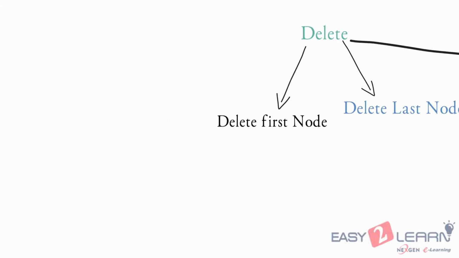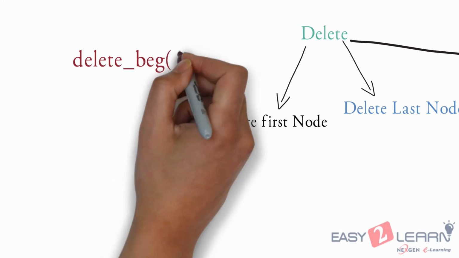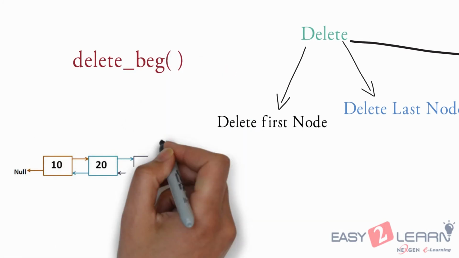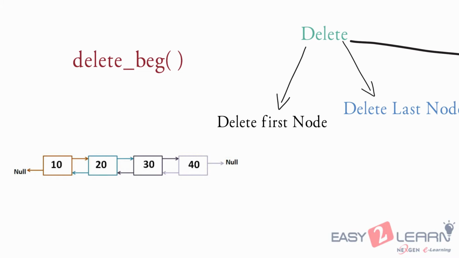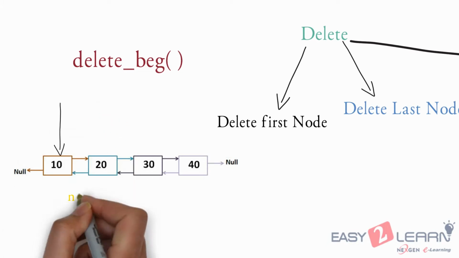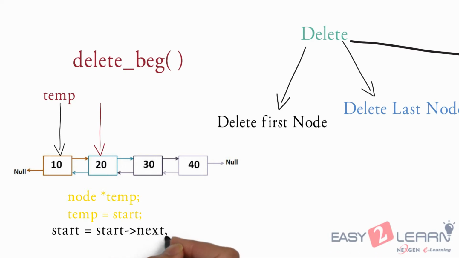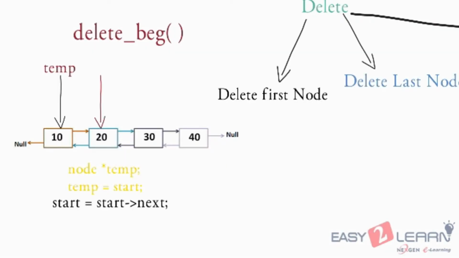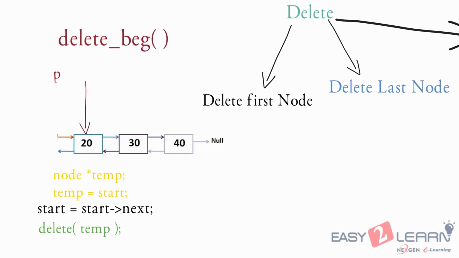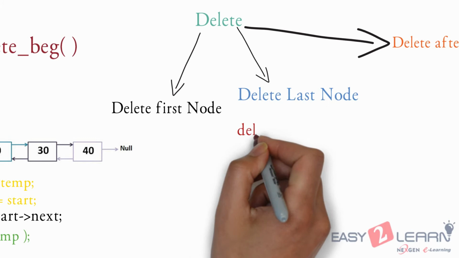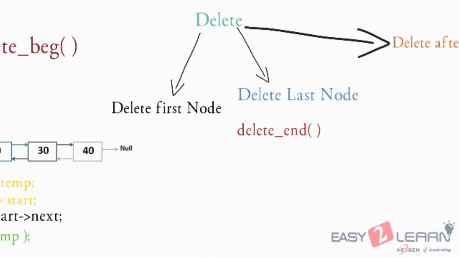In order to delete the first node, I have defined a function called delete begin. Very simple here. The starting pointer. We use the temporary variable and assign start to temp, and we simply point start towards the next of start. What does it mean? We simply increment the start, and in order to free the memory, we'll delete the temp. So successfully we have deleted the first node. Now let us see how to delete the last node.